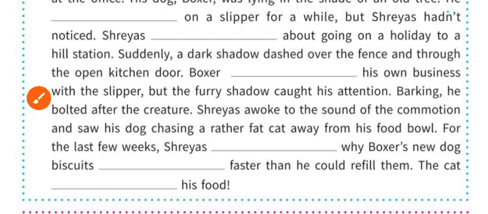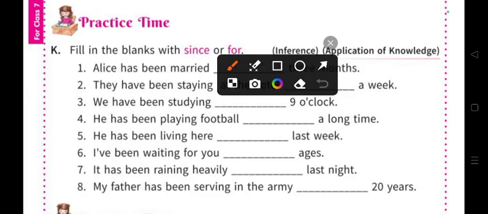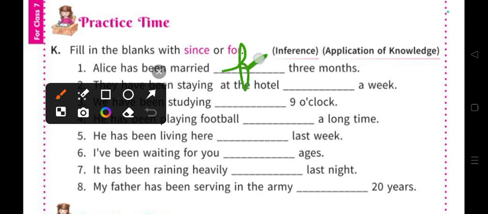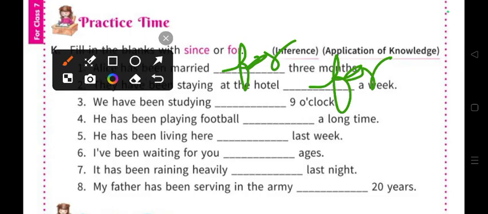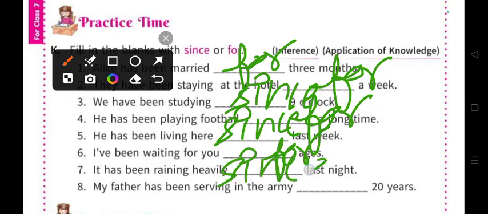All right. Now let's solve the exercise number K. So this is used for since and for. So Alice has been married for 3 months. Next, they have been staying at the hotel for a week. Next, we had been studying since 9 o'clock. He has been playing football for a long time. He has been living here since last week. Here we fill for ages. Then since last night. Next, serving in the army for 20 years.